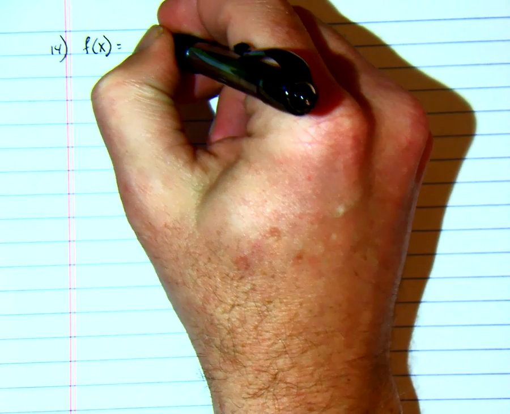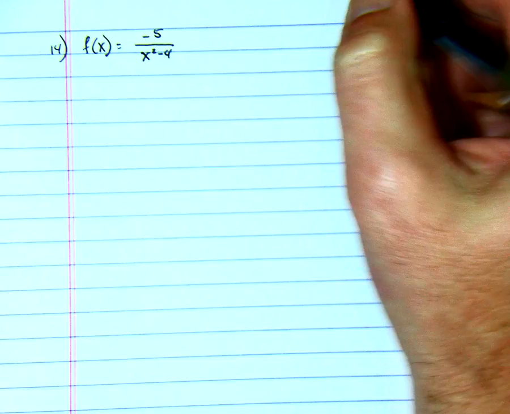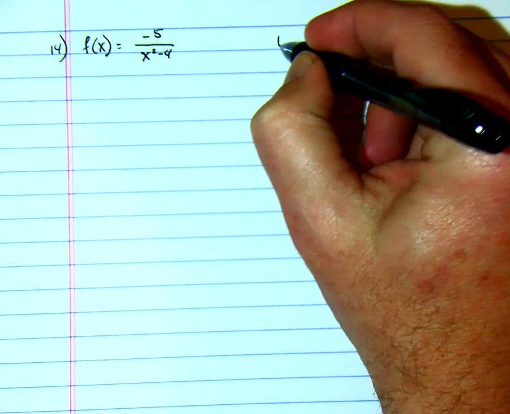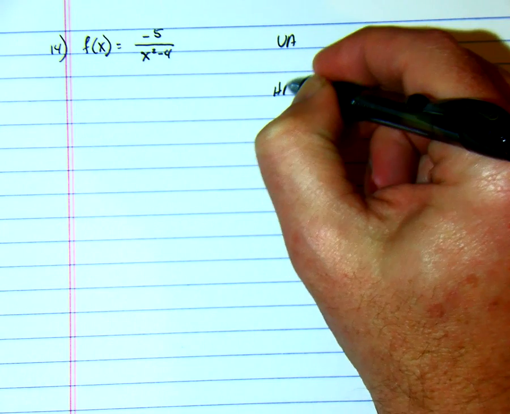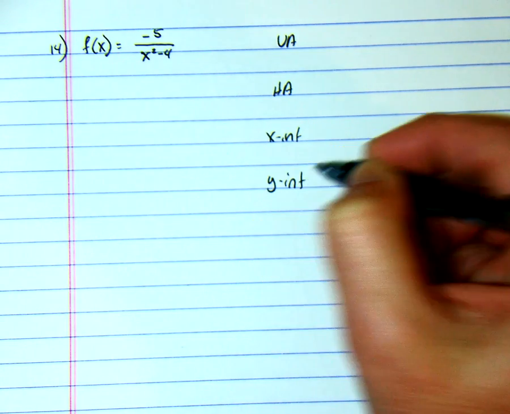f of x is equal to -5 over x squared minus 4. Still needing the same exact things. We need a vertical asymptote, we need a horizontal asymptote, we need an x-intercept, and we need a y-intercept. Those are the parts we need.